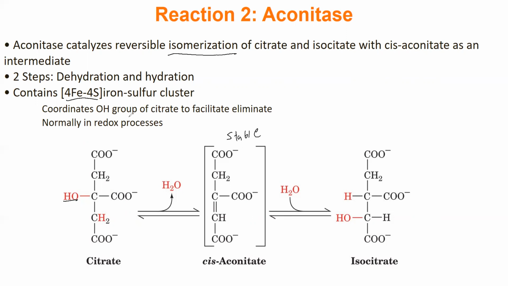iron sulfur cluster, right? It's just a bunch of iron and sulfur molecules all combined together. So 4 irons, 4 sulfurs. We're not going to get into the exact details of iron sulfur clusters at this minute. But once we get to oxidative phosphorylation, we're going to see iron sulfur clusters a lot. So this will be like our first introduction to them.